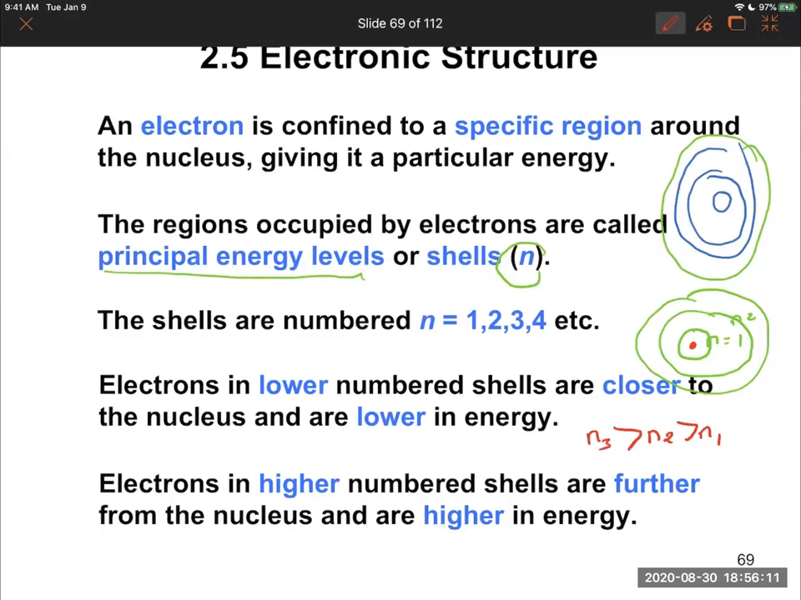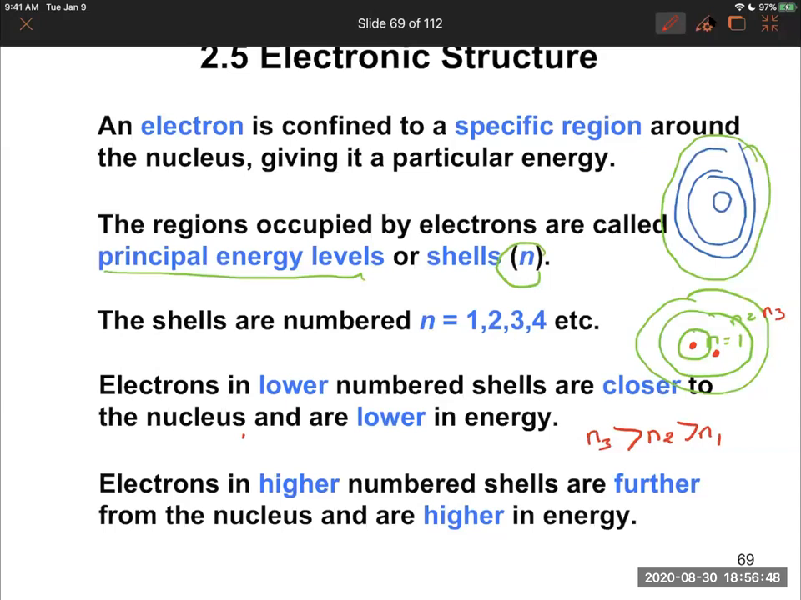Electrons in lower number shells are closer to the nucleus and are lower in energy. So if I ask you which electron has more energy, the electron in N1 or the electron in N3, you're going to say the electron in N3 because it's further away from the nucleus. Electrons in higher number shells are further from the nucleus and are higher in energy. Same idea. Because I'm further away from the nucleus, I'm going to have more energy. And that's what they're saying in those slides.